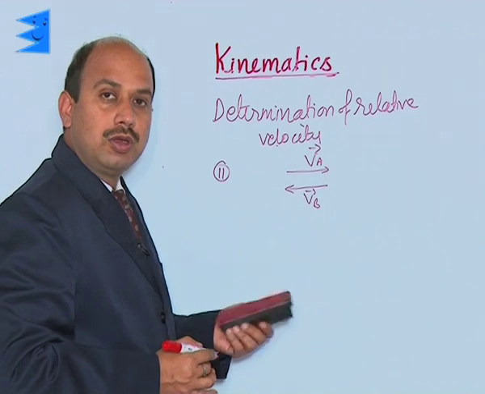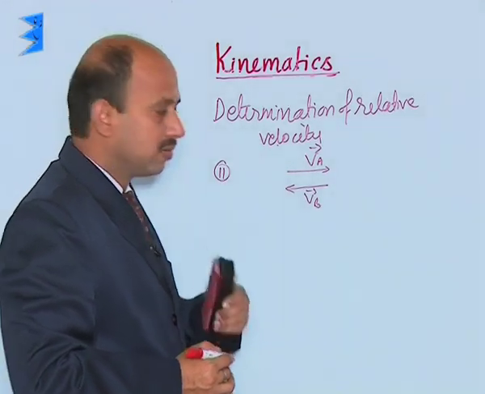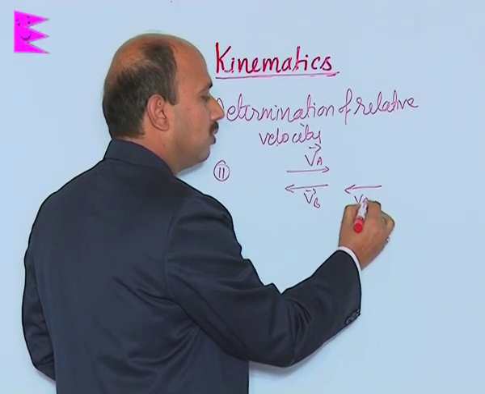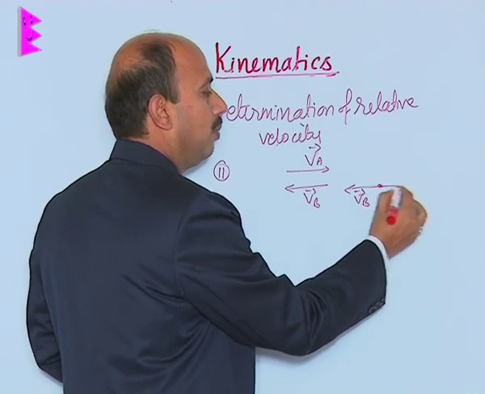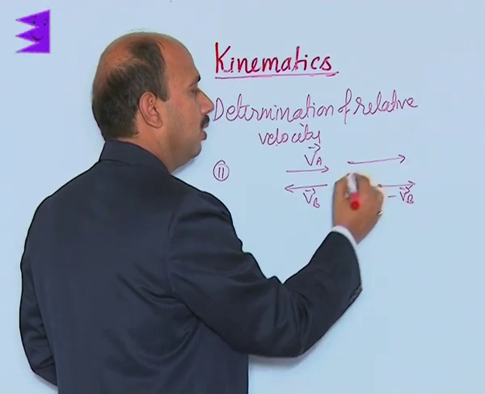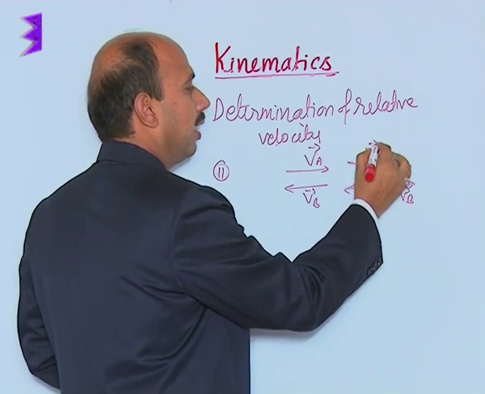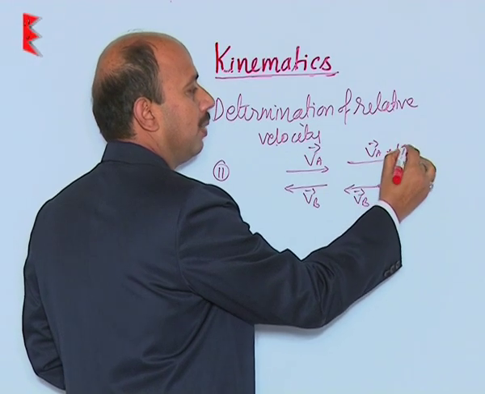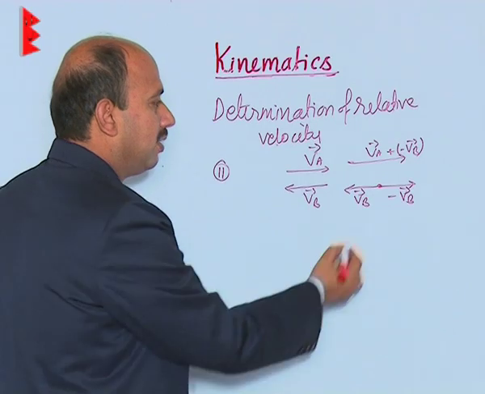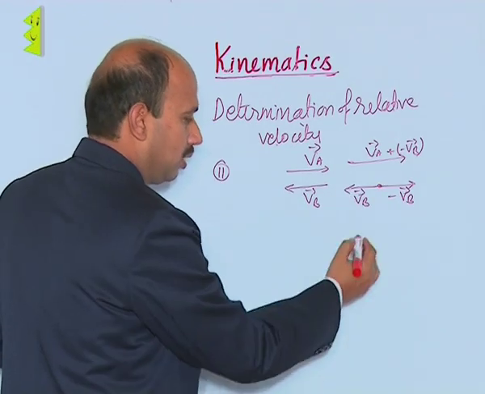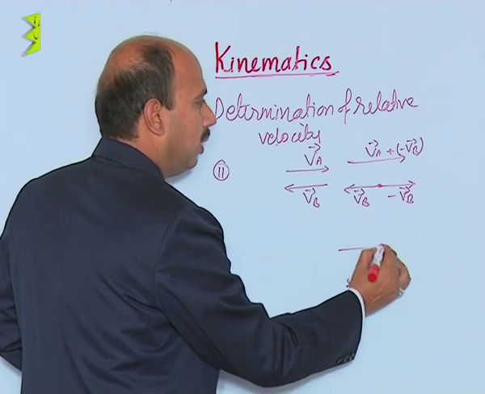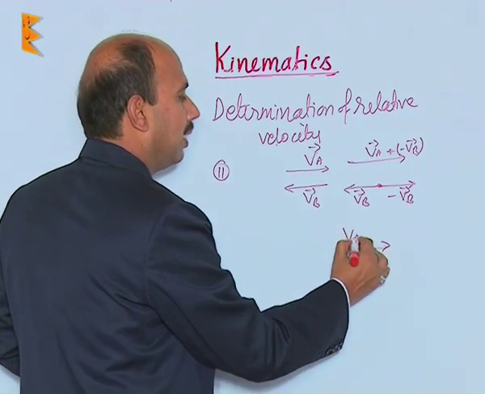So, as I have told you, you have to make the body B at rest. So, here V B was already this side. We will superimpose to this side minus V B, and this will become V A to this side and also plus minus V B. In the next case, this will come to rest, and this will be V A minus V B.